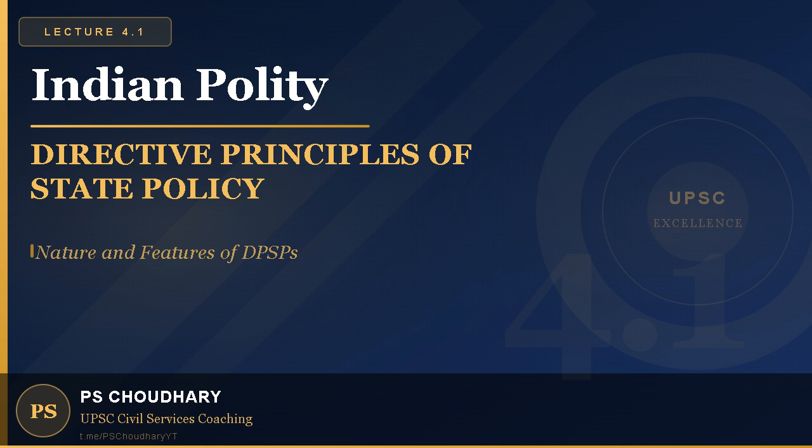Now the structure. Directive principles are in Part 4 of the Constitution, Articles 36 to 51. Article 36 defines state for Part 4, using the same definition as Article 12 in Part 3. Article 37 is the key operative article that says DPSPs are non-justiciable but fundamental in governance. The actual directive principles run from Article 38 to Article 51.